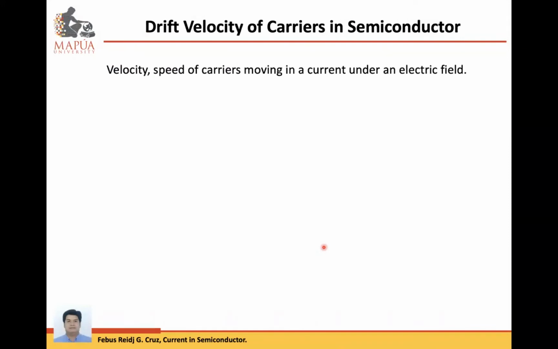Now we have the drift velocity. So how fast would the drift current be? That is what we call drift velocity, the drift velocity of carriers in semiconductors. Velocity pertains to the speed of carriers moving in a current under an electric field. So gaano siya kabilis umandar, no? The equation is velocity is equal to mobility times electric field.